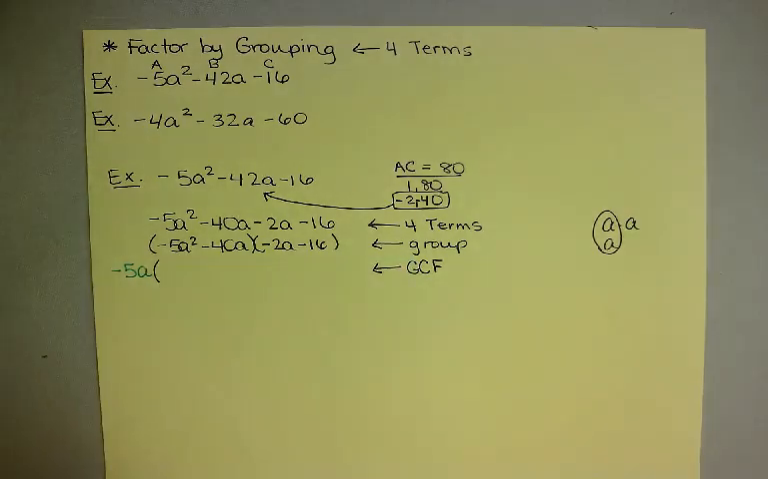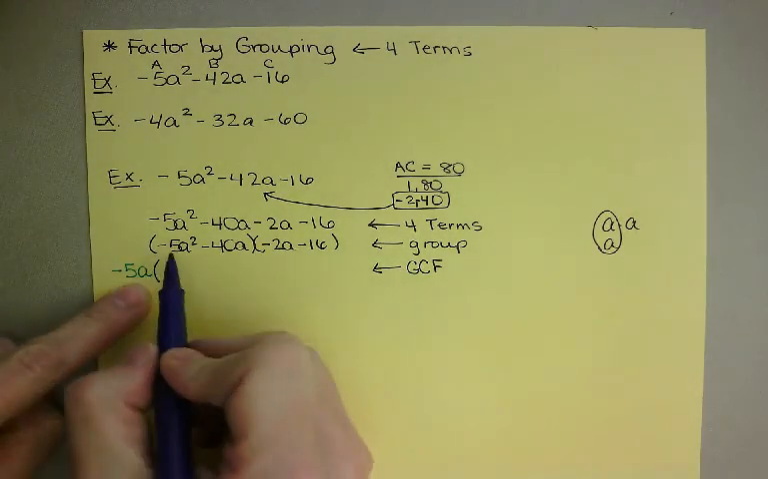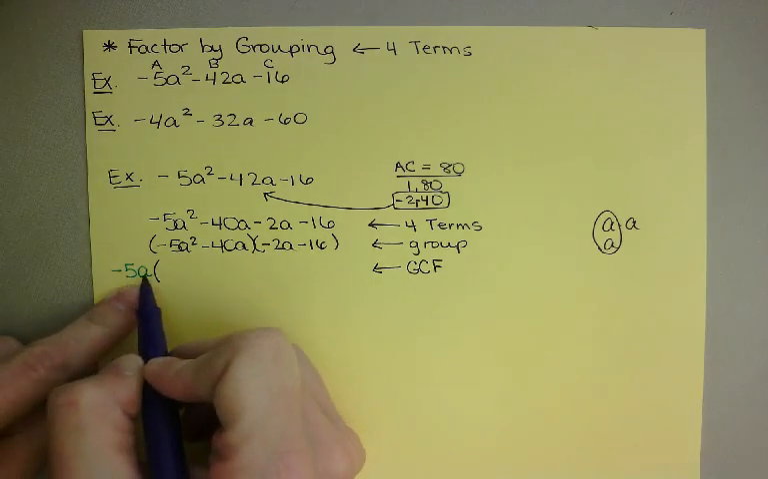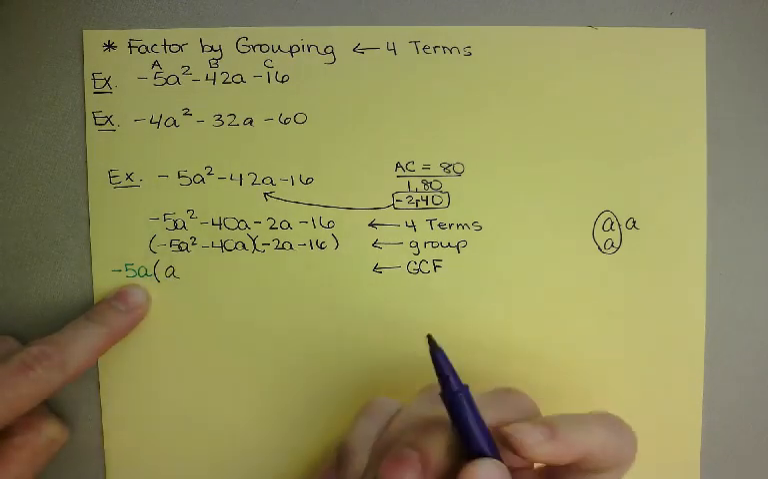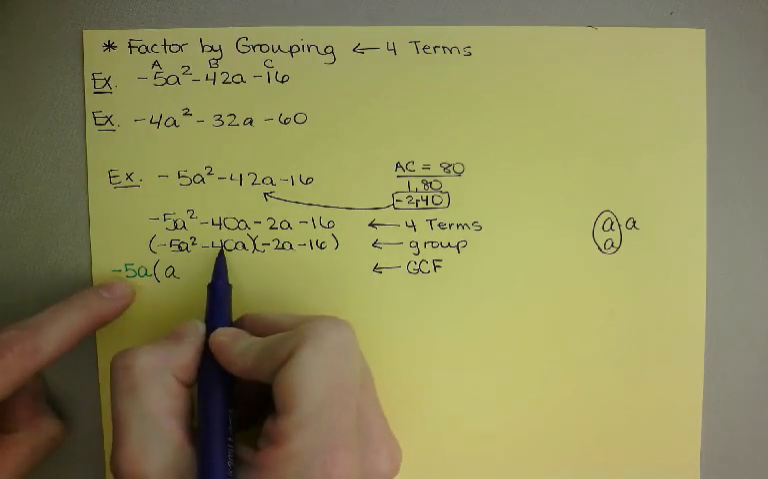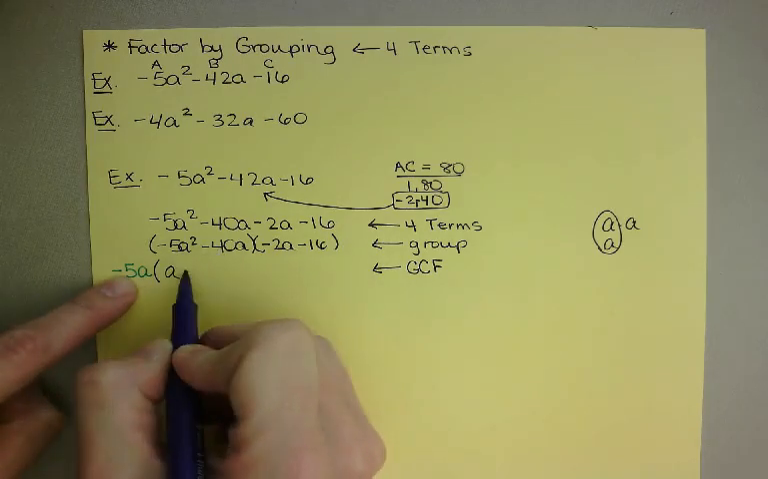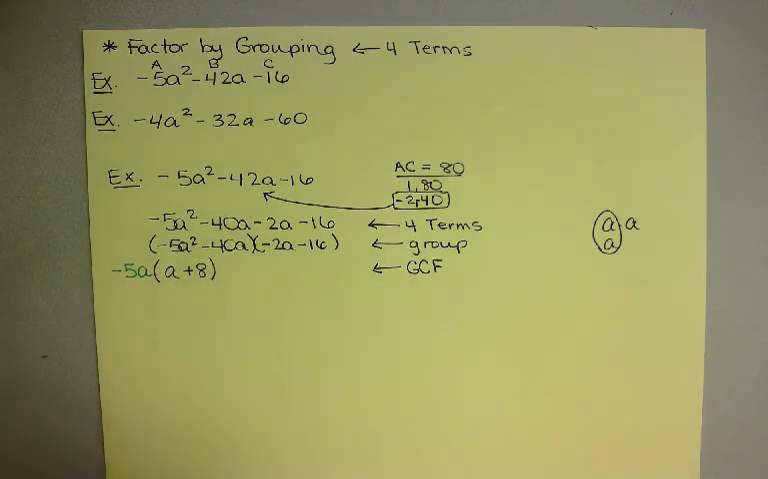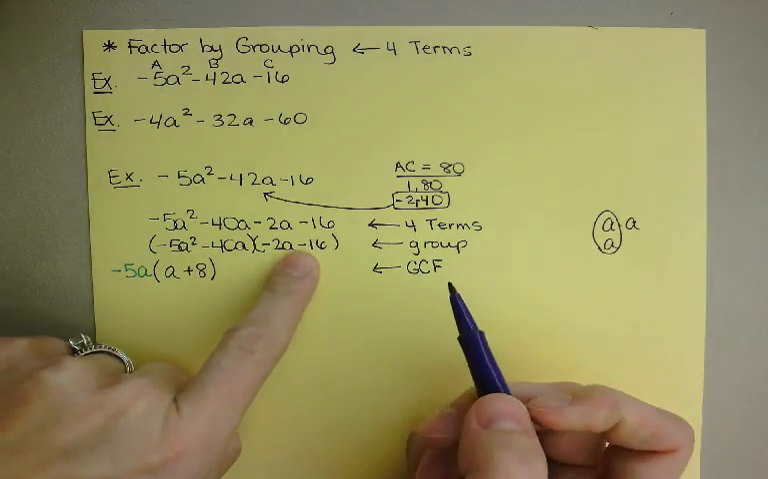When you factor something out, that means you're dividing it out. So negative 5a squared, we divide out a negative 5 and an a. That's going to leave us with an a. Negative 40 divided by negative 5 is positive 8, and I took out the a. Now I'm going to move on to my second group.